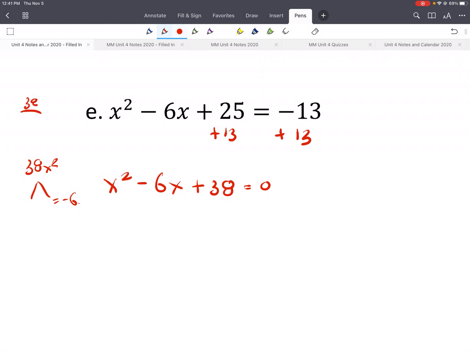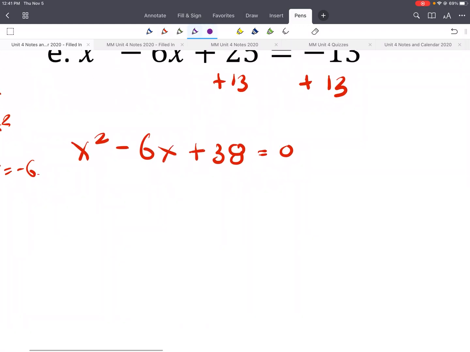For 38, we could do 1 and 38, 2 and 19. 3 doesn't, 4 doesn't, 5 doesn't, 6 doesn't, 7 doesn't, 8 doesn't. I think those are our only choices. So factoring's off the table. That doesn't work. But we could complete the square. So that's what I'm going to do. I'm going to move that 38 over to the other side.